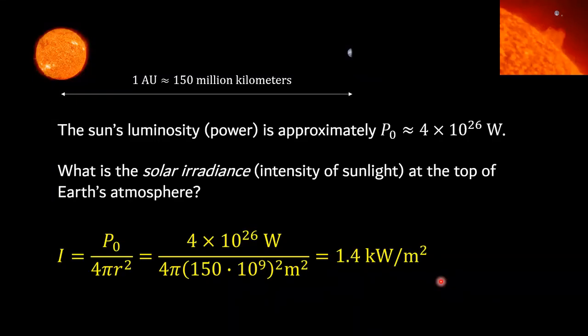So I don't have a graphic for this, but this is really for the top of the atmosphere, because some of that intensity or some of that light energy is absorbed and scattered by the atmosphere before it ever reaches the surface of the Earth. So by the time you get to the Earth's surface, you're talking more like 1.0 kilowatts per square meter.